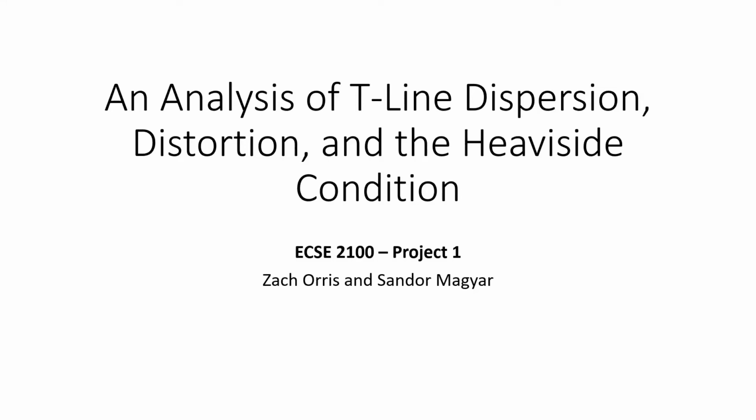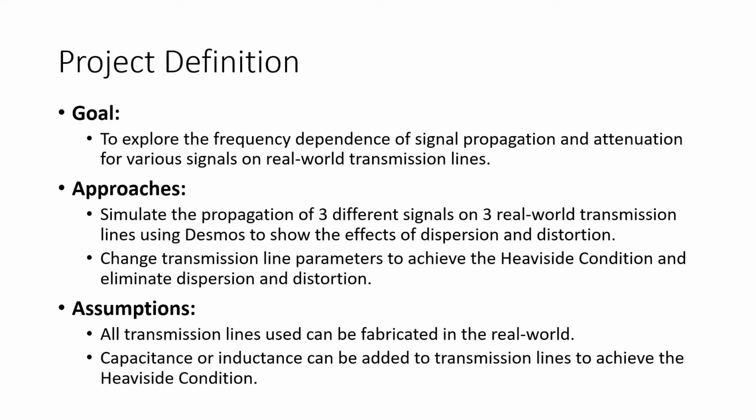Our project 1 is entitled An Analysis of T-Line Dispersion, Distortion, and the Heaviside Condition. The goal of this project is to explore the frequency dependence of signal propagation on real-world transmission lines. We will simulate 3 different signals on 3 transmission lines using Desmos to demonstrate dispersion and distortion. We will then use the Heaviside condition to eliminate it.